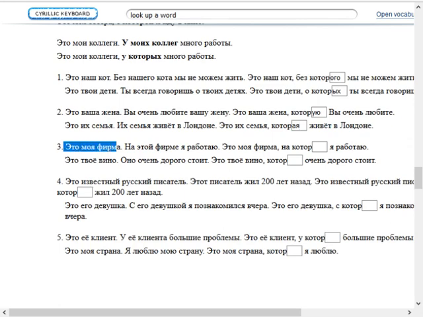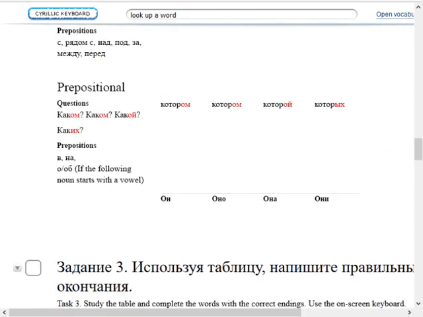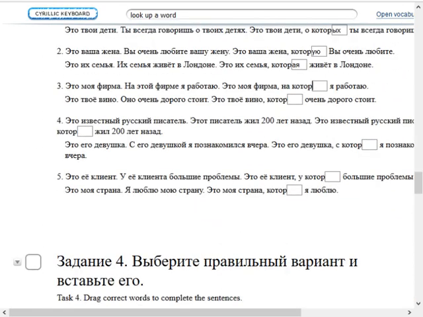Okay. Это моя фирма. This is my firm or my company. На этой фирме я работаю. In this company I work. And then the sentence becomes, this is my company in which I work. So na here is indicating the location of something. In this case, the person is saying, I work in this company. So in this company I work, that should be prepositional, and firma is feminine. So we should have here a case of prepositional feminine, which you can see here is которой. So let's go ahead and fill that in. Которой.